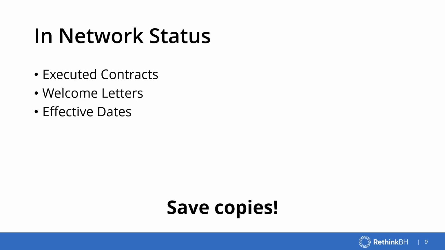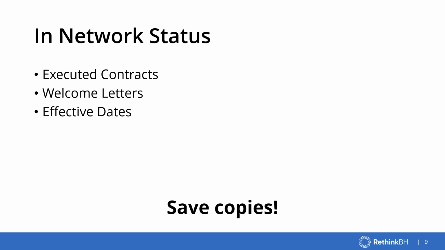So finally, what you've all been waiting for is becoming in-network. As contracts are processed with the payers and loaded, you'll actually receive an executed contract. That shows both your signature and the payer signature along with an effective date. Sometimes there's a misunderstanding where groups get a contract, sign it, return it, and just assume that they're in network, but you should wait until you get this executed copy.